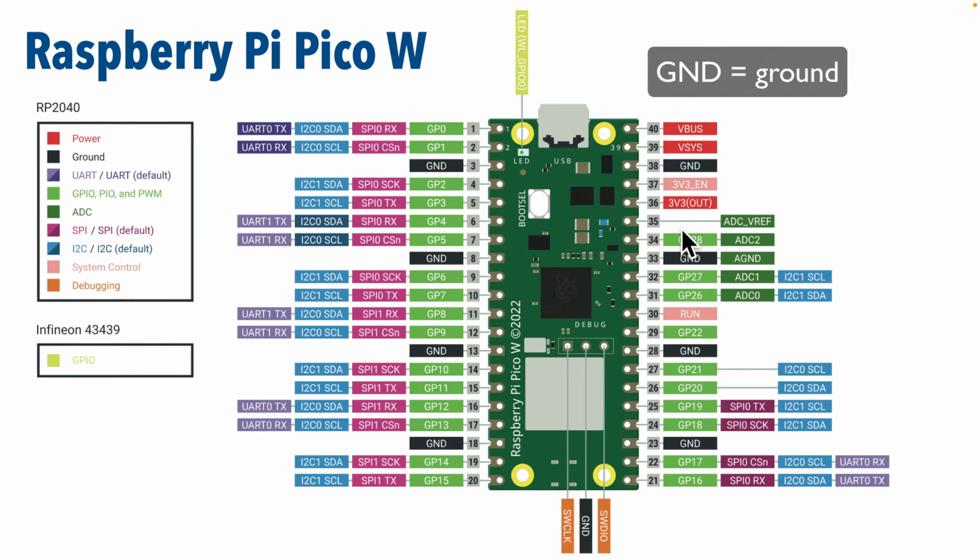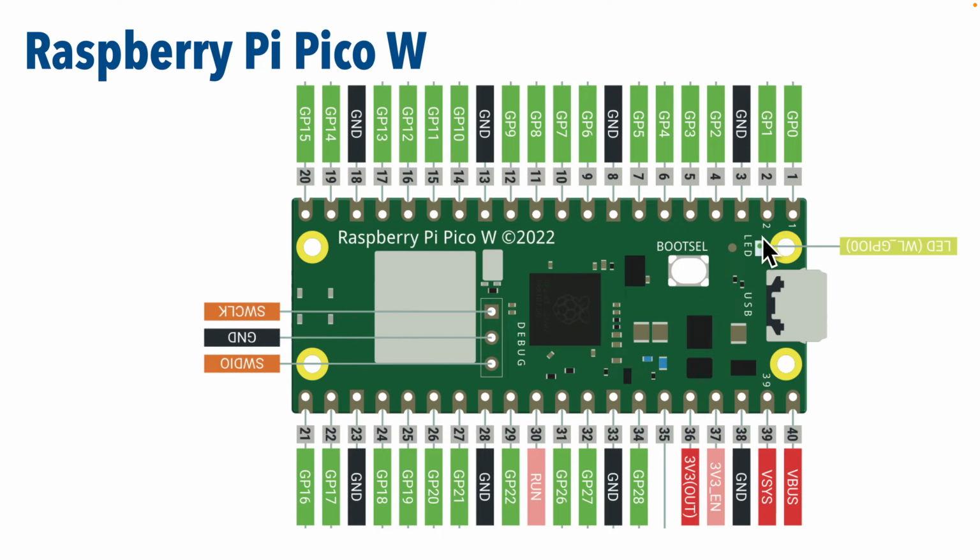Now, when I work, I'm going to orient my board so that the USB port is to the right, and I could use any of these ground pins, but I'm going to choose this one on the top of the board. This will be the third pin in from the right. This is a good spot since it's opposite the side where the power pins are.